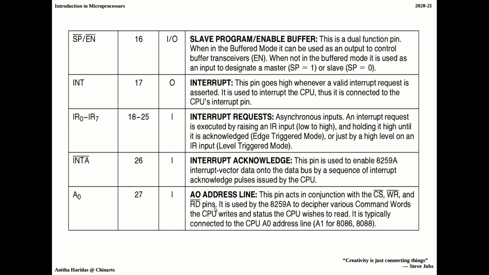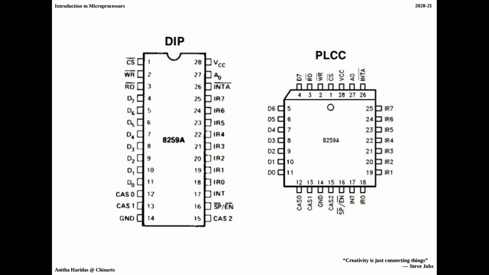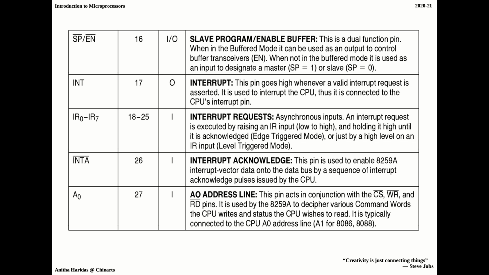So these are the different pin descriptions available for the 8259A. All the 28 pins are used to interface with the processor. The processor can be the 80 family processor, and all the required lines are specified using these pins available in the 8259A. So with that we are completing the 8259A description.